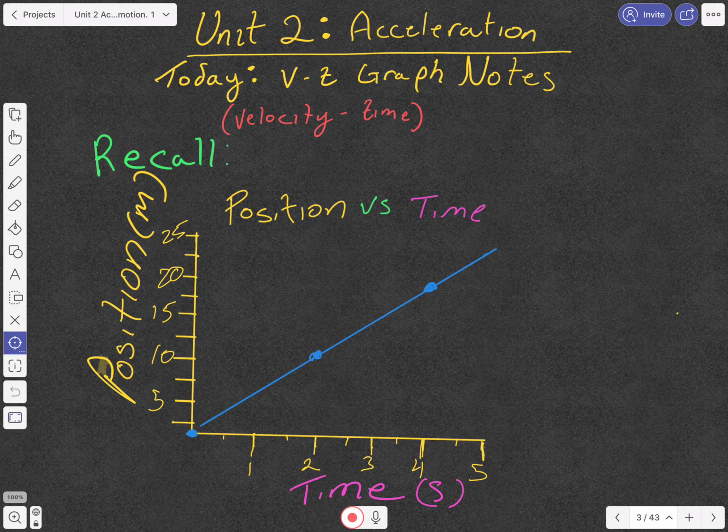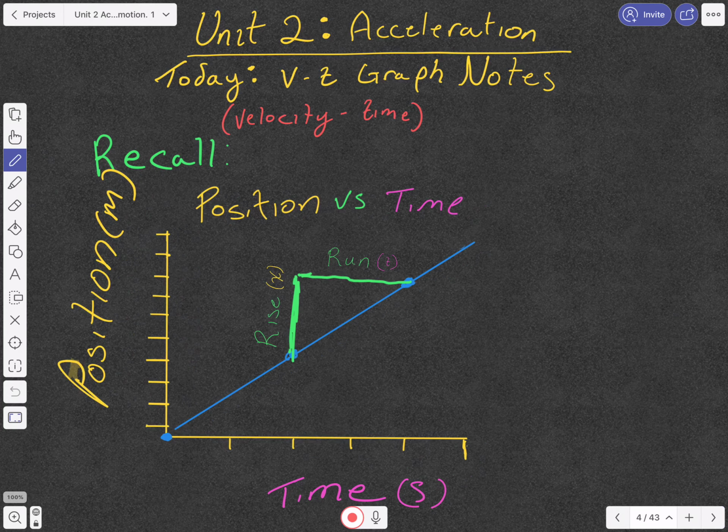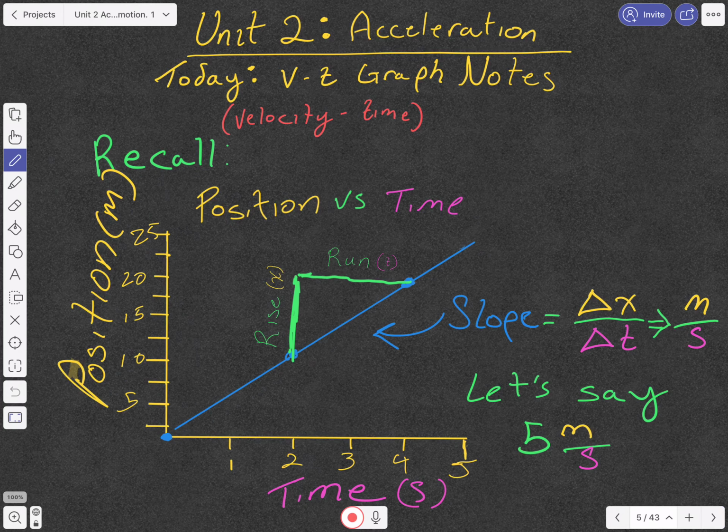So recall that in the previous unit, we learned how to find our slope, which gave us velocity. So that was our rise over our run. And our rise, remember, is our position here. And our run would be time. So if we look at that, our slope is our velocity in meters per second. So let's say this slope is about 5 meters per second.